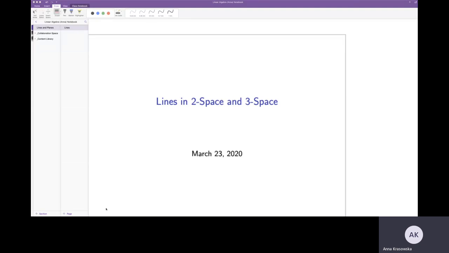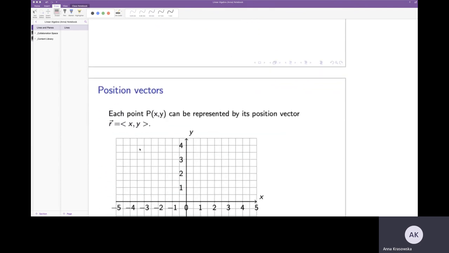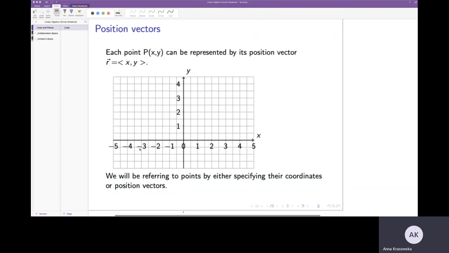Today we will learn equations of the lines in three-dimensional space. Before we start talking about lines, let us clarify some notation. So, what is a position vector?